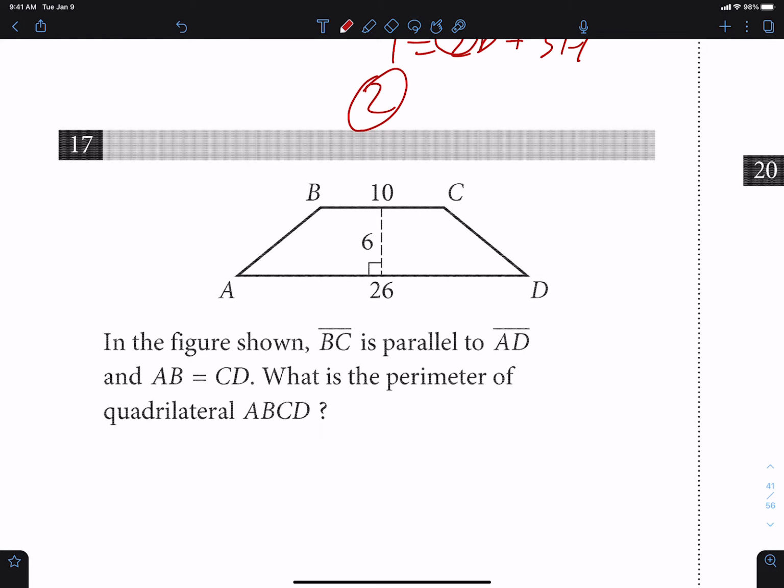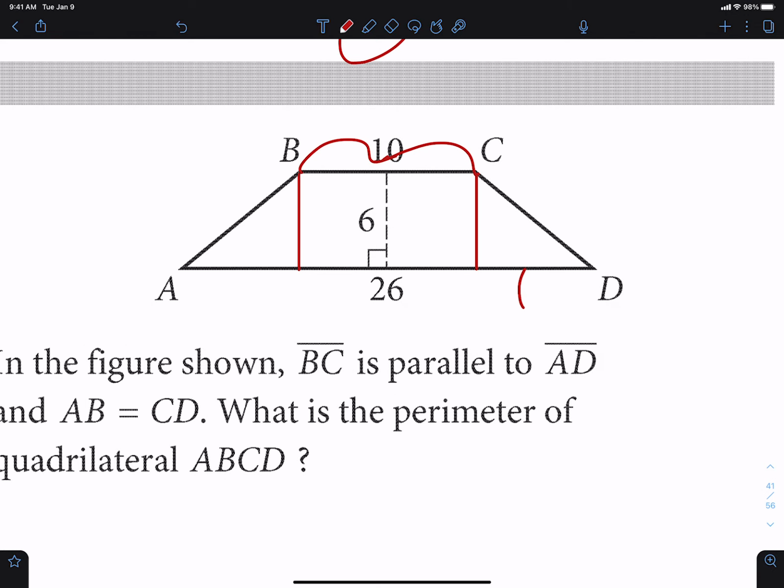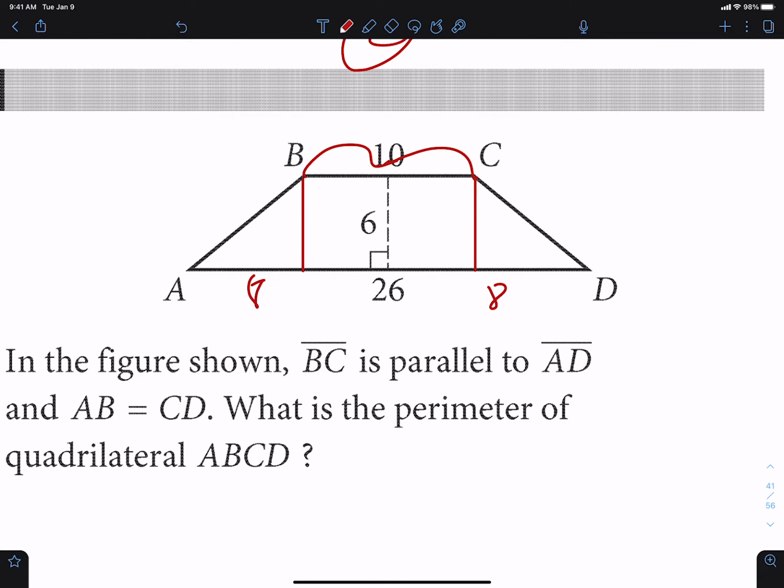Alright, in the figure shown, BC is parallel to AD and AB equals CD. What is the perimeter of quadrilateral ABCD? Okay, I'm going to split up this shape into a few smaller shapes, just to make it easier. So we know this whole side is going to be 26, right? And we know this whole side is 10, meaning that this little length here and this little length here have to total 16. Because these are the same length, they have to be 8 each.